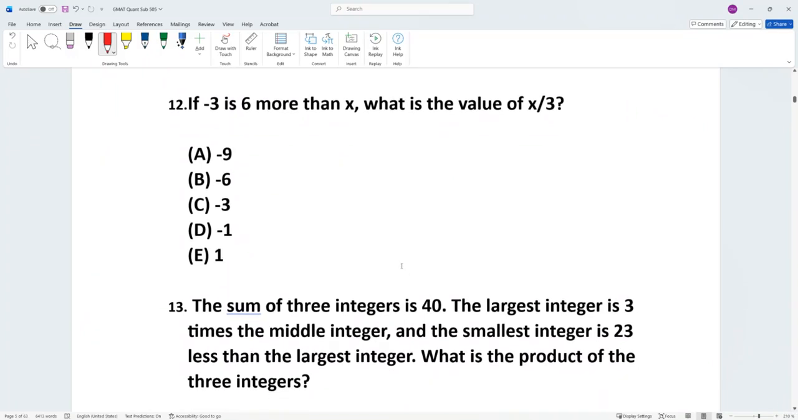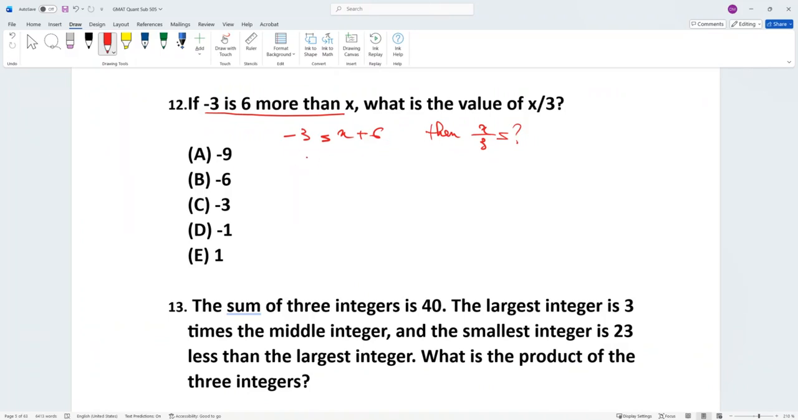Our next question is, if minus 3 is 6 more than x, what is the value of x? Mathematically, what this means is minus 3 is equal to 6 more than x. So it simply means that it's equal to x plus 6. Then what is the value of x over 3? So first we need to find the value of x here.